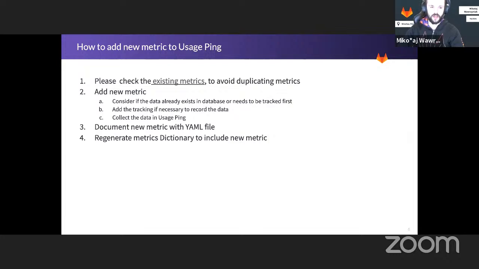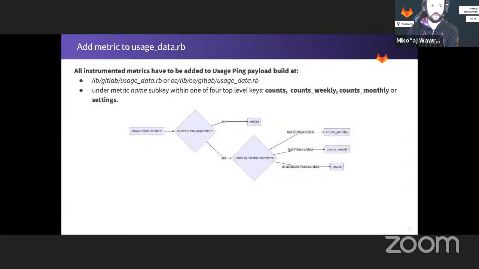And finally, you should include your newly added metric into the metrics dictionary for the other teams to collaborate and use by regenerating the metric dictionary with the supportive script. When adding the metric, there are two main places where the metrics could be included in the usage ping payload, which are the lib/gitlab/usage_data.rb or ee/lib/gitlab/usage_data.rb files, corresponding to metrics available in both Community Edition and in Enterprise Edition only.